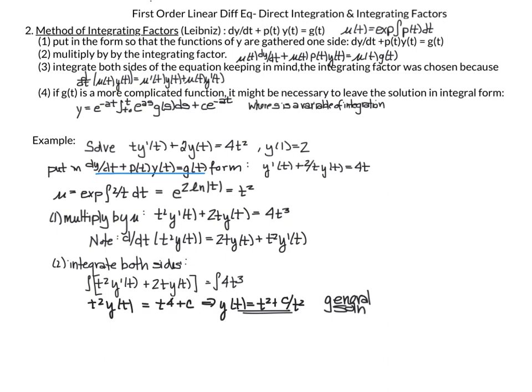To get my particular solution for the initial value problem, I plug in y of 1 is equal to 2. In other words, t equals 1, y equals 2. So here I have y of 1. Plugging in for t equals 1, I get 1 squared, which is 1, plus c over t squared, which is just c, is equal to 2, which tells me that c is equal to 1, and my initial value problem solution is y of t is equal to t squared plus 1 over t squared.